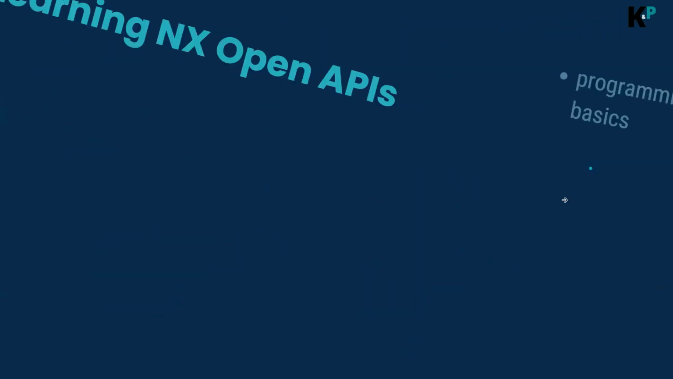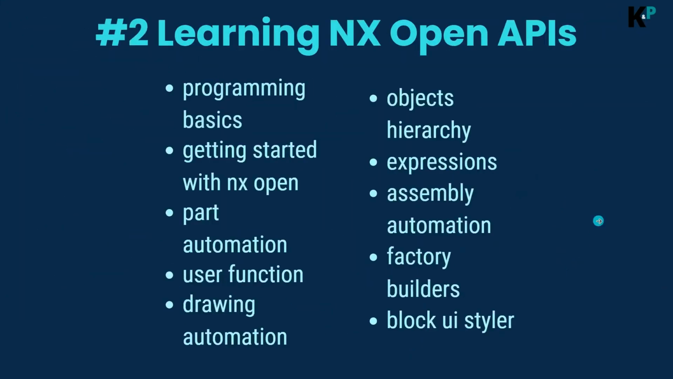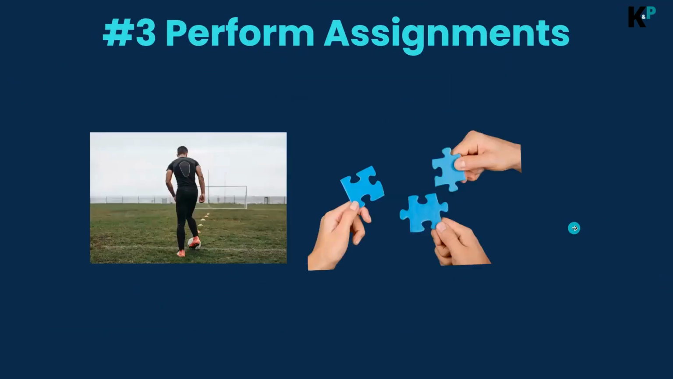Then the second learning component is NX Open APIs itself. Once you are good with the programming language, then you can start learning APIs, because these APIs will help you automate the actions in NX. And there is a huge list of topics that can be covered in the NX Open training. So these are the two components that you basically learn in this training program.